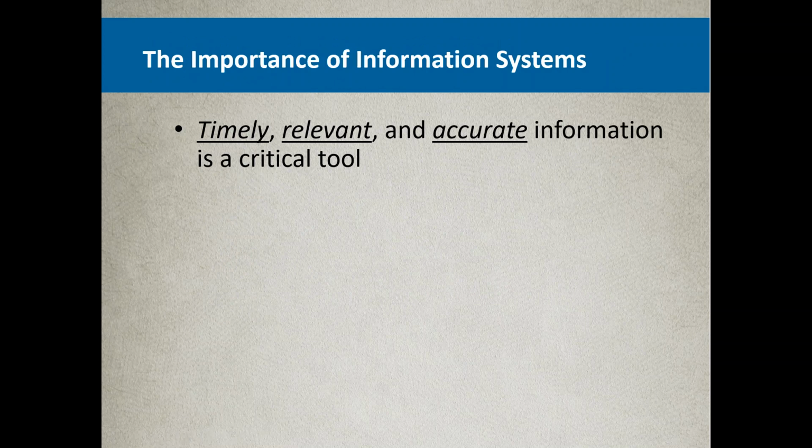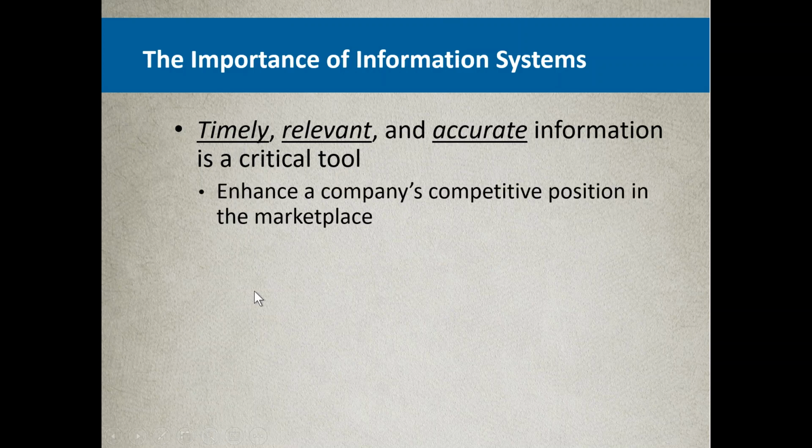All right, let's move on. The importance of information systems. Now, these systems have to be timely, like I said. They have to be relevant to the right person, and they have to be accurate. We talked about this. The information is a critical tool. So if it's not timely, relevant, or accurate, it's not that useful.